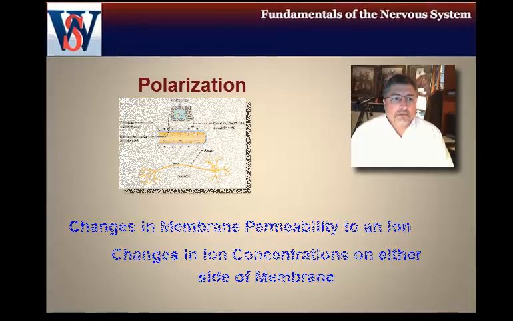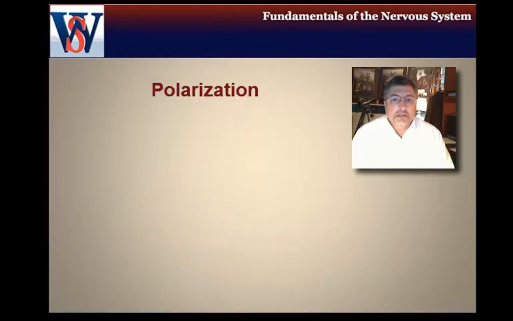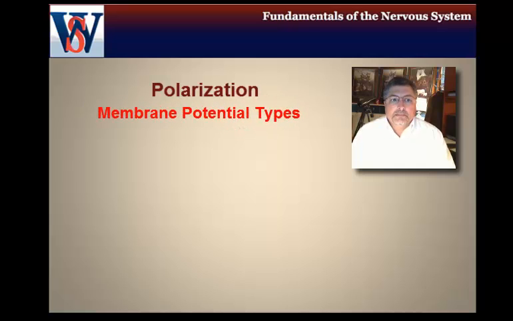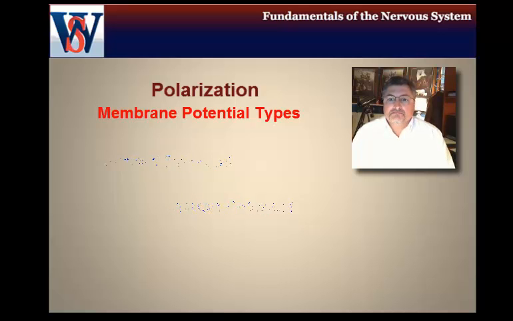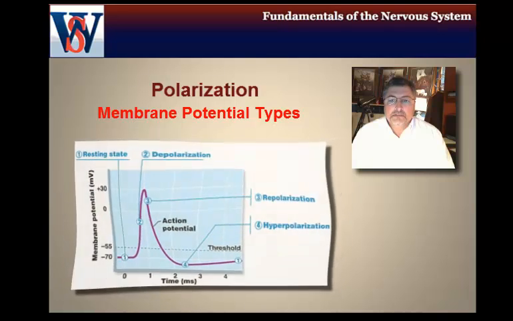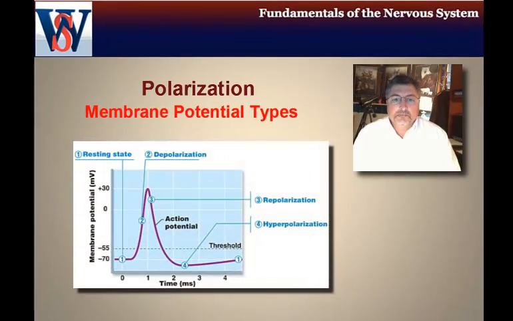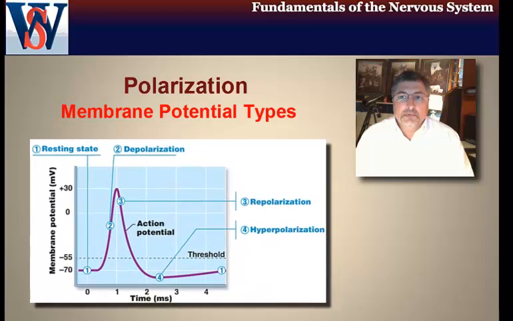Now, when we're looking at polarization, there is some terminology that I want to slowly go through here. There are two types of signals that produce changes in the membrane potential, and those signals are known as graded and action potentials. Before we look at the types of potentials, let's look at a few key terms that we're going to have to depend on knowing as we work our way through these graded and action potentials. Let's use this diagram that shows the electrical events occurring during an action potential to break down the components that we can measure.